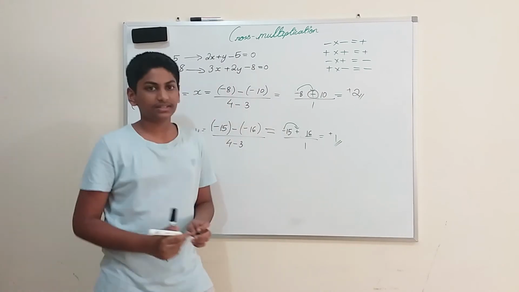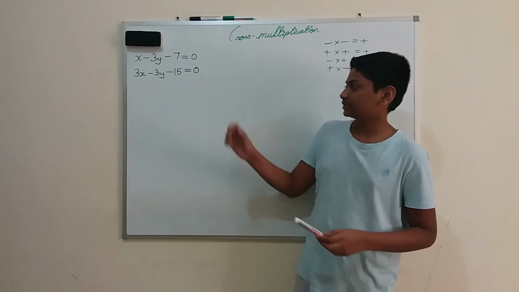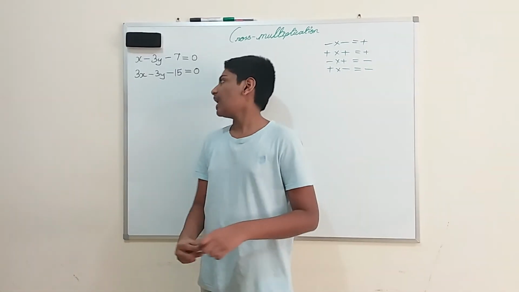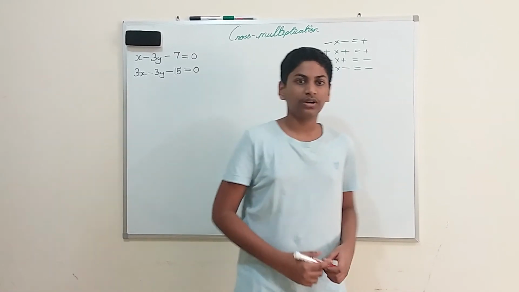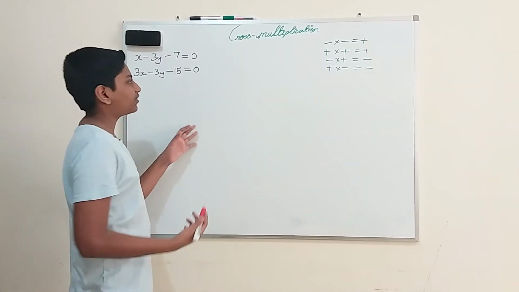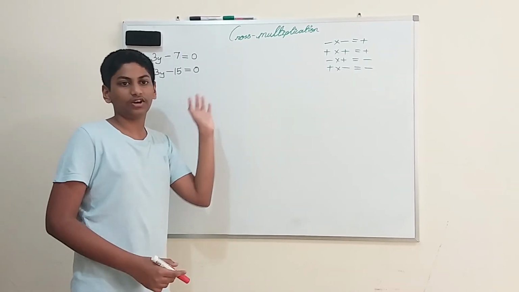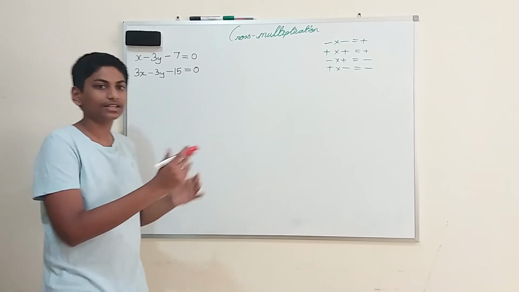Now let's solve another equation under this topic. Okay, now here we have the question: x minus 3y minus 7 is equal to 0 and 3x minus 3y minus 15 is equal to 0. Now let's solve them. In the last question, we made C1 and C2 the left hand side or the right hand side. Here it's already given, so we will directly use the method.